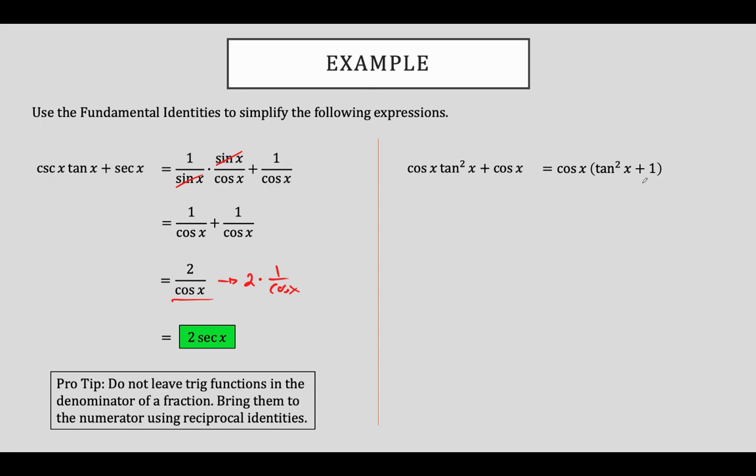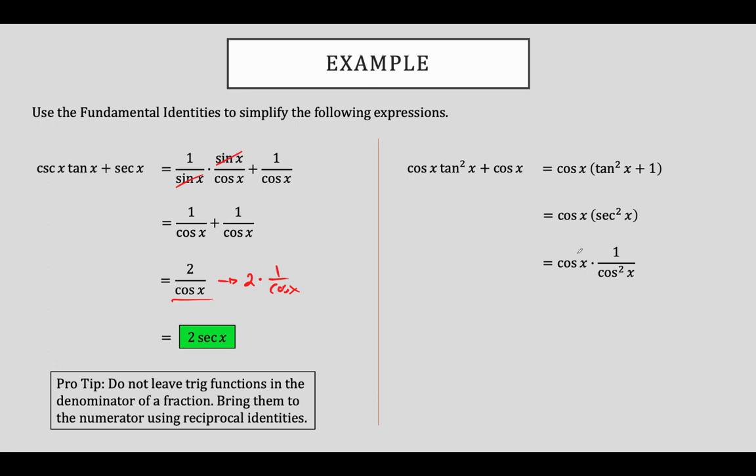I can replace tan squared x plus 1 with secant squared x. This is now cosine x times secant squared x. That was my Pythagorean identity. Secant squared x, I can now rewrite using a reciprocal identity. Secant squared is going to be the same thing as 1 over cosine squared. I now have cosine x times 1 divided by cosine squared x.